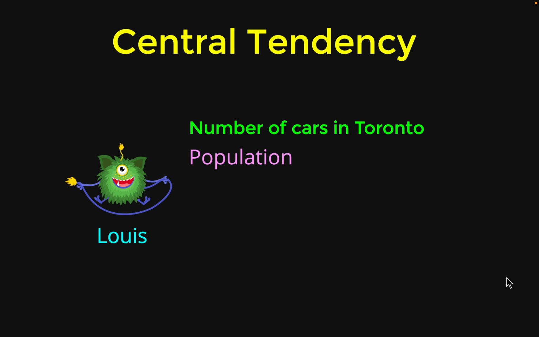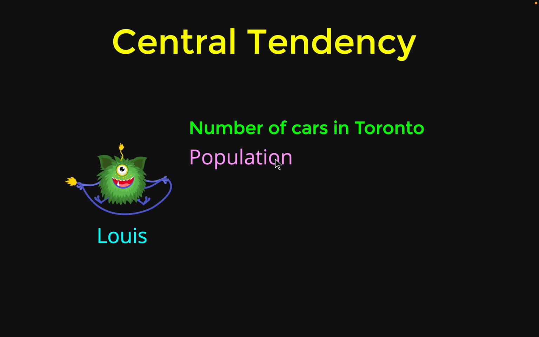Now since Louis stays in Toronto, Louis wants to count the number of cars in Toronto. So this kind of data is called your population data. Now this kind of data is called population because our entire scope of data is just Toronto, right? We only want to count the number of cars which are there in Toronto. So this number of cars is going to be a finite number and our scope or our range of data is limited just to Toronto. That's why this kind of data is called your population data.